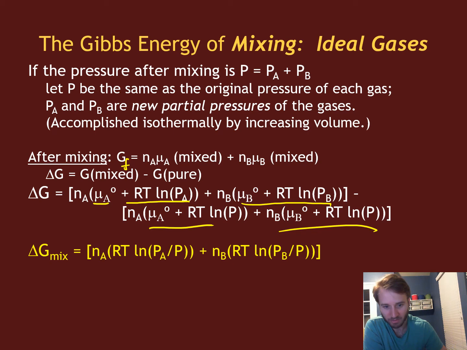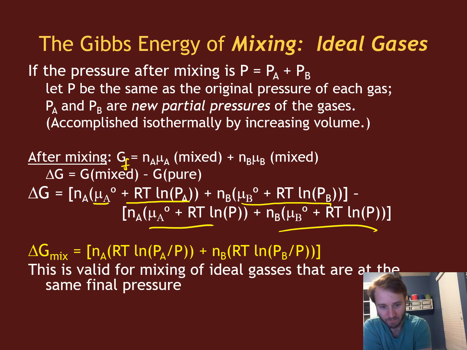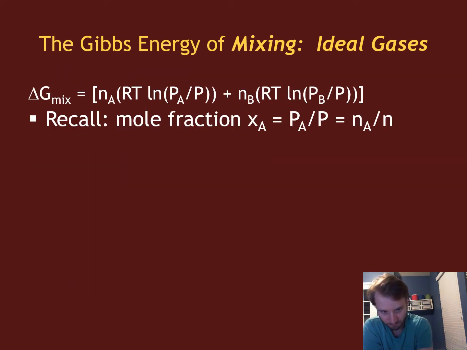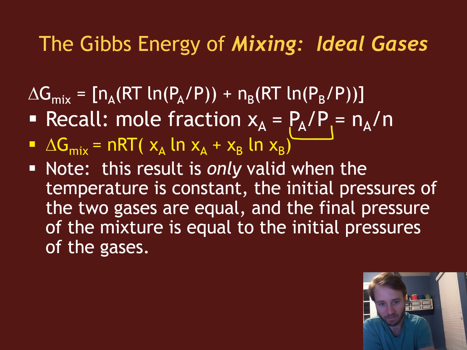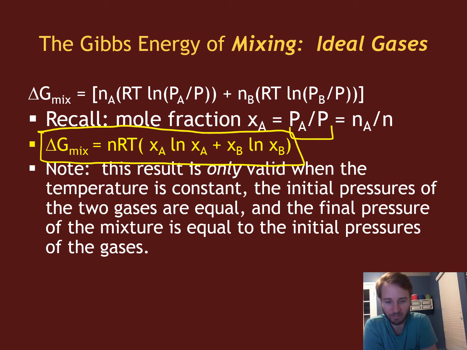You get the number of moles of A times RT ln PA over P plus the number of moles of B times RT ln PB over P. And this is true for mixing any ideal gases. And so again, for a gas, the partial pressure of A divided by the total pressure P is just the mole fraction of A. And so I can rewrite this equation, pulling out nRT from everything, as nRT times the mole fraction of A times the natural logarithm of the mole fraction of A plus the mole fraction of B times the natural logarithm of the mole fraction of B.